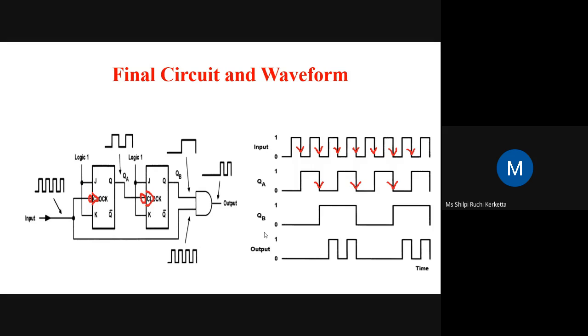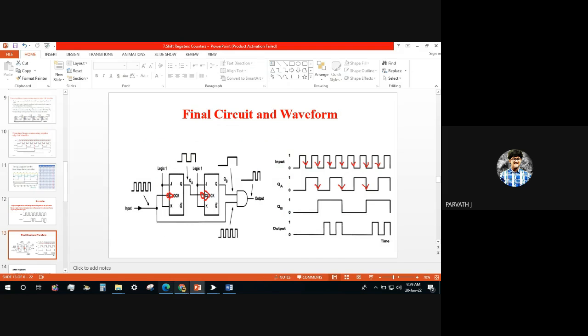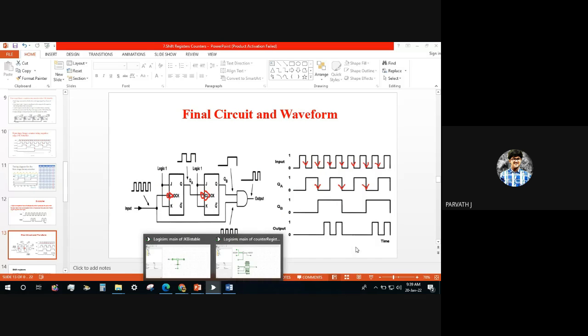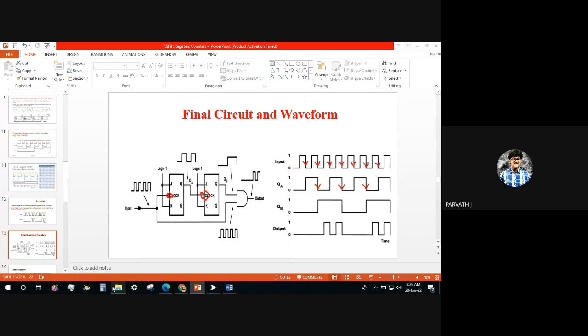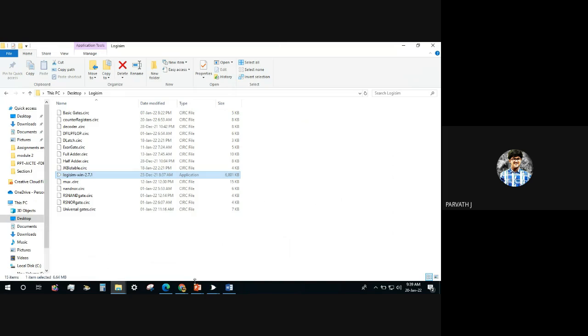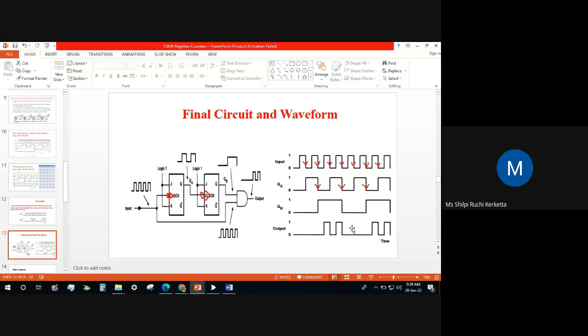Hello? AND gate, A dot B. What is the truth table for that? Two input AND gate. Ma'am, 0001. Hmm. So it is 0001. Okay. I will just open it.